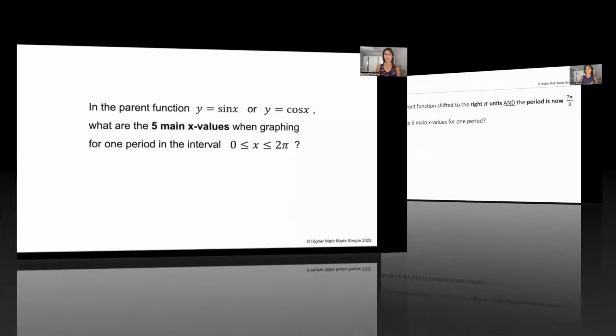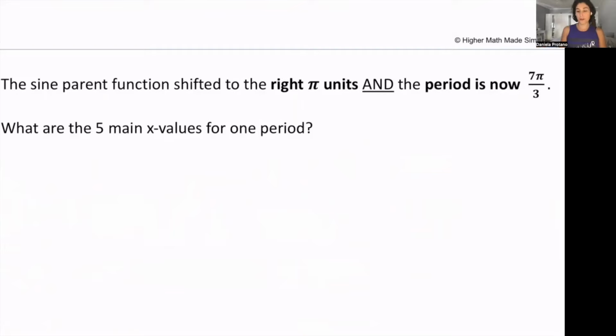So let's pick on the sine parent function y equals sine of x. Let's say we want to find the 5 main x values, or the five critical values, whatever you want to call it, and it shifted to the right pi units. So there's that horizontal, aka phase shift. And now the period, instead of it being 2 pi, is now 7 pi over 3. And 2 pi is the same thing as 6 pi over 3, right? So 7 pi over 3 is bigger. And so we see that it took a little bit longer for the function to complete one full cycle.